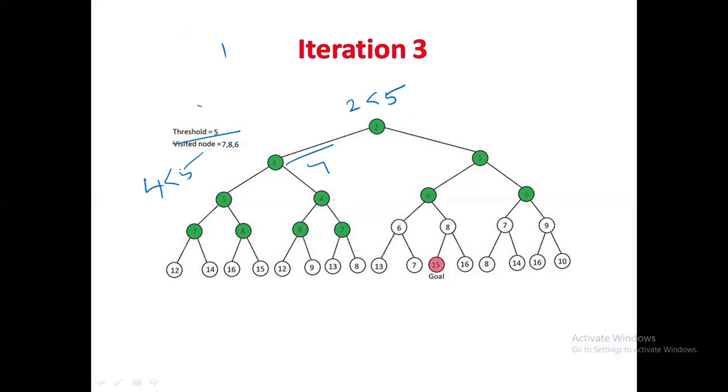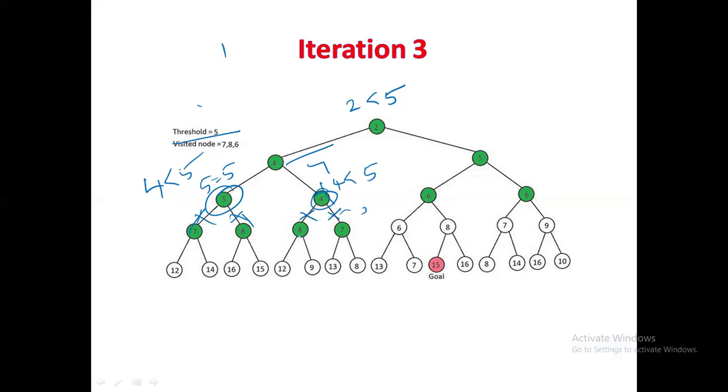The first child of node 4 is 5. The second child is 4, which is equal to the threshold. Here 5 is equal to 5 and 4 is less than 5, so these two can be expanded. But the children 7 and 8 are greater than 5, so they are discarded, pruned.